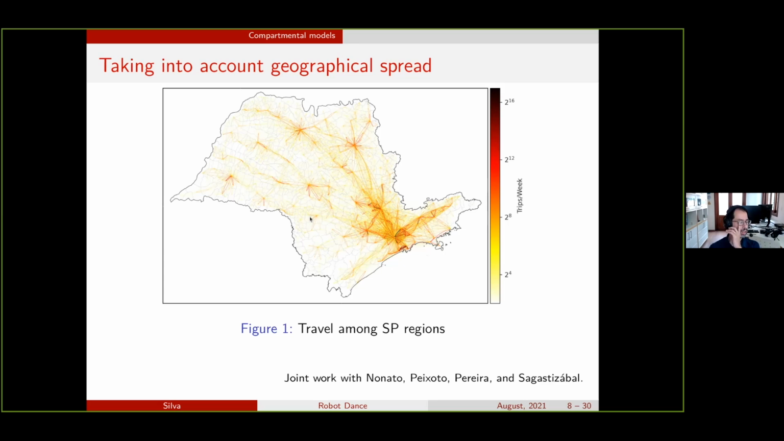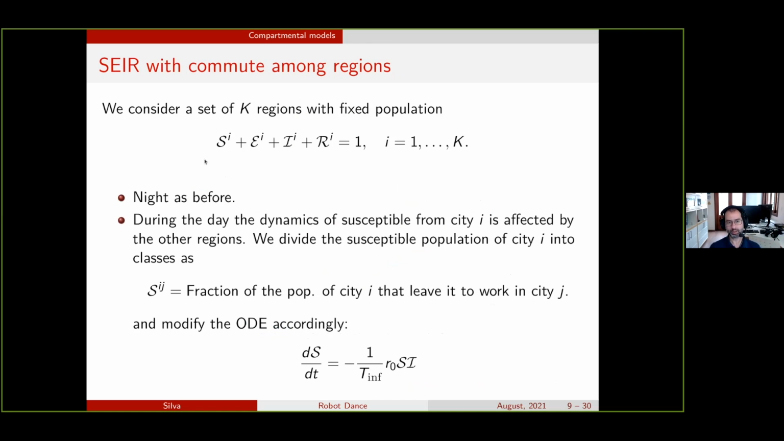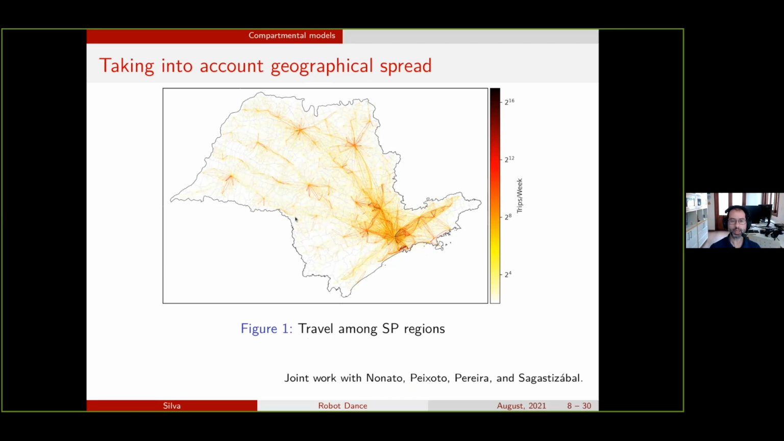Okay, so this was a joint work with Luiz Gustavo Nonato, Pedro Peixoto, Thiago Pereira, and Claudia Sagastizabal. And here what we decided to do was to extend the SIR model so that we had many copies of SIR populations that represent the populations in each of those regions. And we had information about the number of travels. This was something that Pedro Peixoto had using cellular data. He had developed a whole way of estimating the amount of travel from one city to the other.